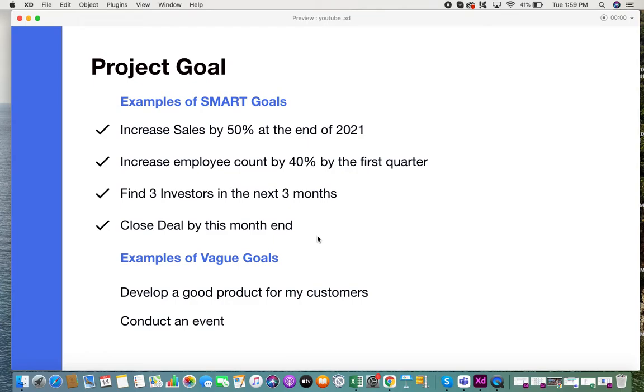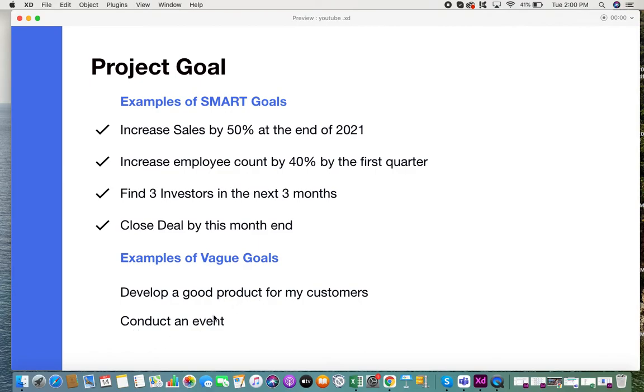Looking at vague goals, here is a vague goal: develop a good product for customers. Another: conduct an event. If you look at these goals, of course they are goals for an individual, but they do not give much information. When I say develop a good product for my customers, what is the product? What are my product features? What am I trying to solve with this product? By which timeline should I finish the product? Who are my customers? I don't know any of this information, so it's a very vague goal.